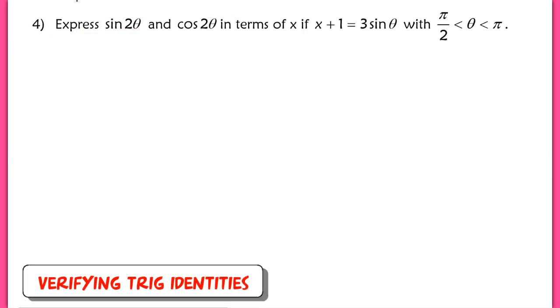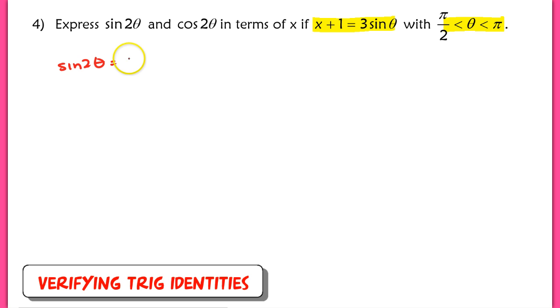All right, in our last problem before we get to trig identities, it asks us to express the sine of 2 theta and the cosine of 2 theta in terms of just x. It gives us the fact that x plus 1 is equal to 3 times the sine of theta, and theta lies in the second quadrant. So let's begin here by writing sine of 2 theta.